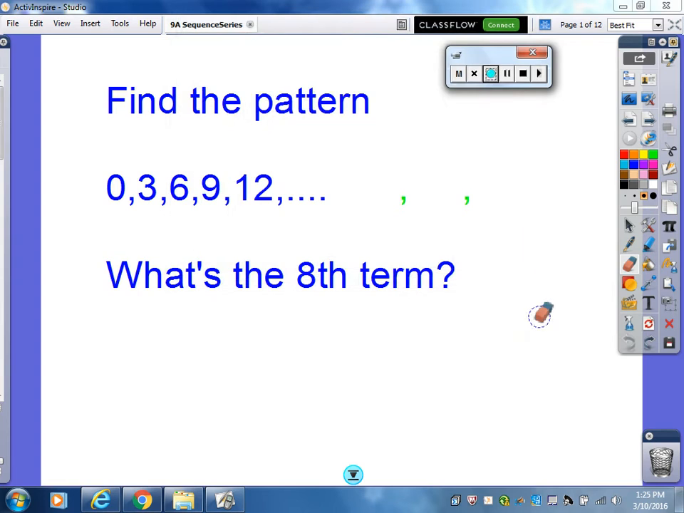Alright, let's consider the following problem. You're asked to find the pattern and then find the 8th term. Alright, so just take a moment. These aren't on your notes. You don't need to write anything down. Just look at the problem with me. What do you notice about this pattern?